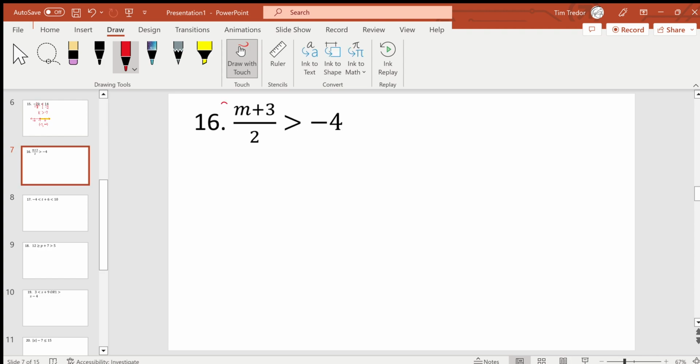I'm going to multiply the numerator by 2, and on the other side I'll multiply the negative 4 by 2. Those 2's cancel, and I'm left with m plus 3 is greater than negative 8. One more step, we're going to subtract 3 on both sides, and I'll have m is greater than negative 11.